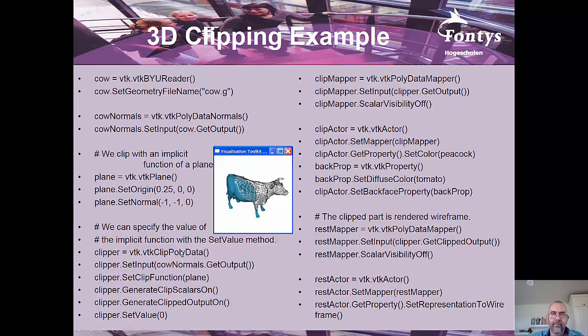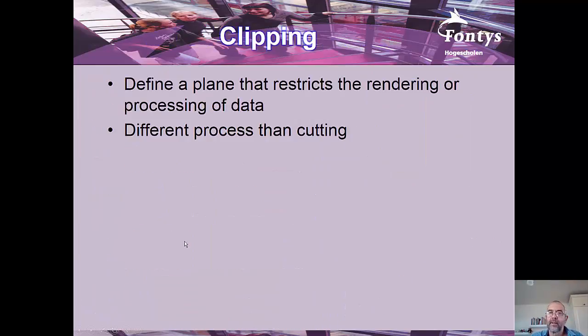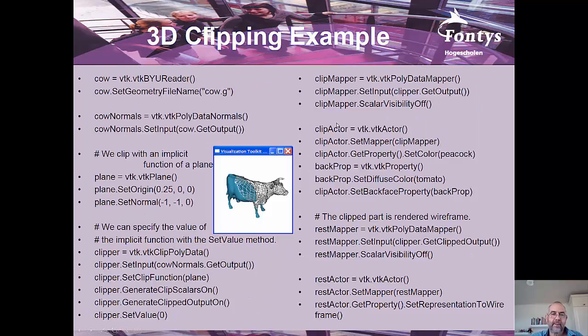Then we have the clip function, VTK clip polydata, like VTK cutter before. We now have VTK, not clipper, but clip polydata, where we say, well, the volume we want to clip is this one, the clip function is our plane function. We do some settings here. I'm sure you can figure out by yourself what they mean. And then we have a mapper and an actor and so on.